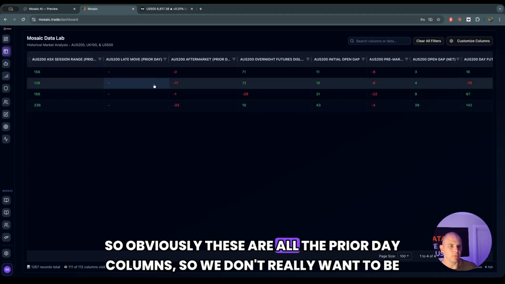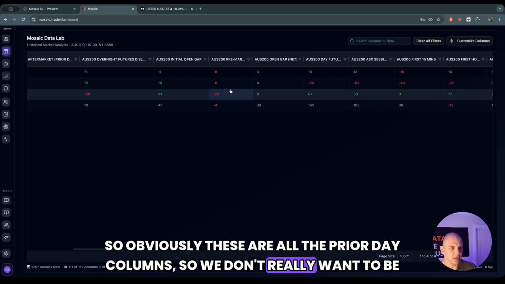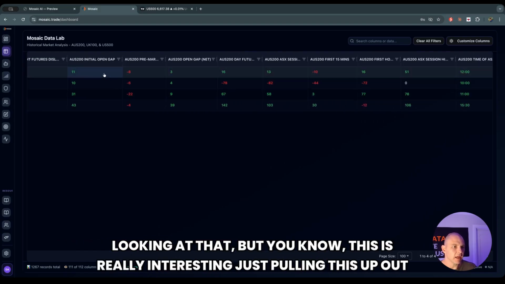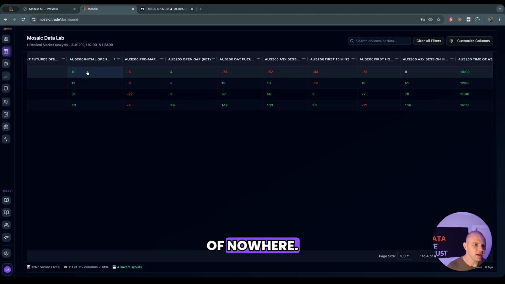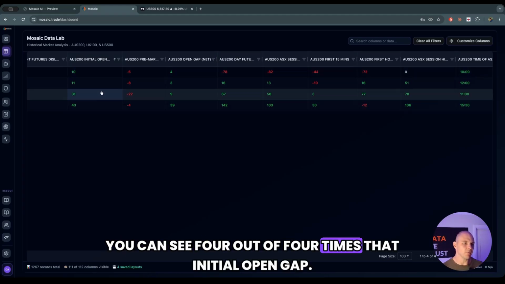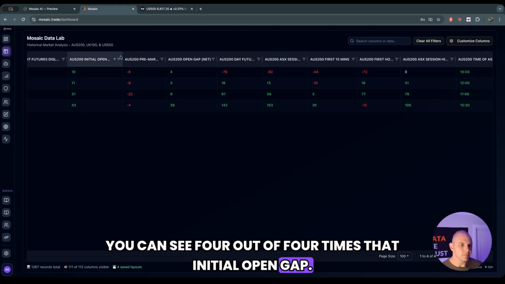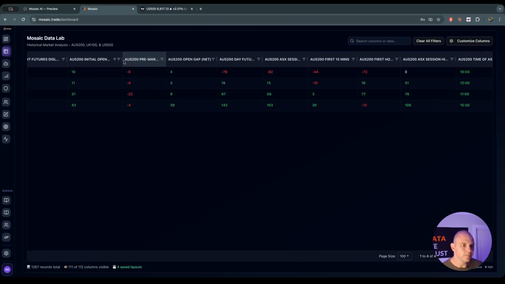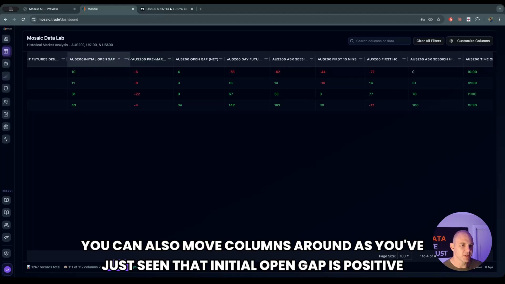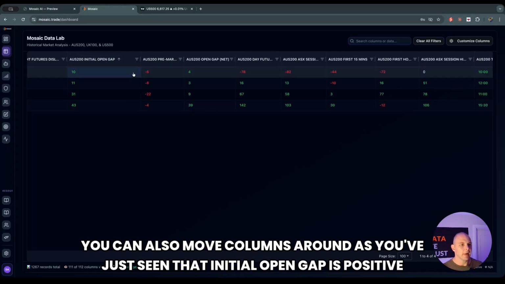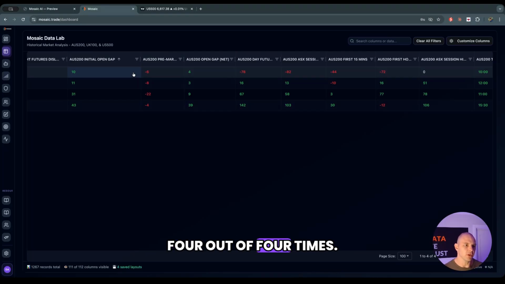So obviously these are all the prior day columns, so we don't really want to be looking at that. But this is really interesting. Just pulling this up out of nowhere, you can see 4 out of 4 times that initial open gap. You can also move columns around, as you've just seen. That initial open gap is positive 4 out of 4 times, okay?